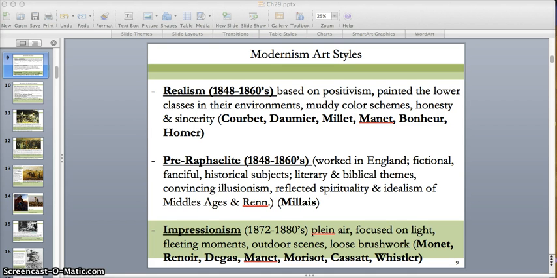and sometimes reflected spirituality and idealism. Then we move into the Impressionists. They're focused on plein air or outdoor scenes. They're focused on fleeting moments. They're obsessed with light and how light can change the color of an object or how it's reflected on an object. And they also use that characteristic loose brushwork. And then these are a couple important impressionists that you need to know.